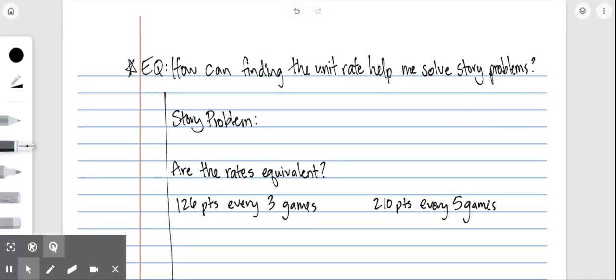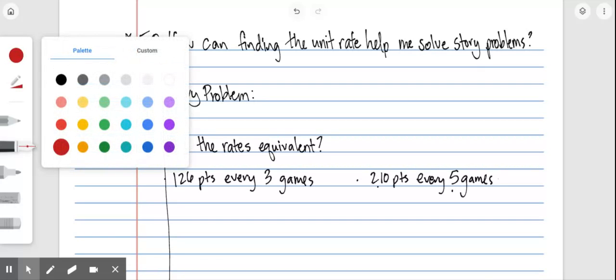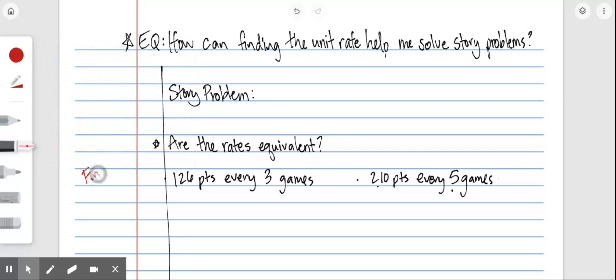Okay, so the first one gives us two rates, and it wants to know if the rates are equivalent. Now, the first one says 126 points in 3 games, and the second one says 210 points in 5 games. I can't tell right off the bat which one is bigger because this one has more points, but it also has more games. So, in order to compare these two and see if they're equivalent, I need to find the unit rates, because the unit rates are an equivalent rate. So I'm going to do points per game and points per game.